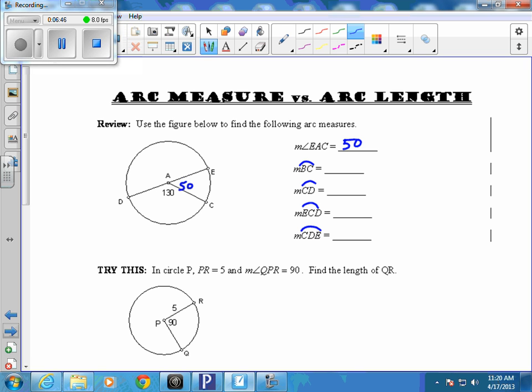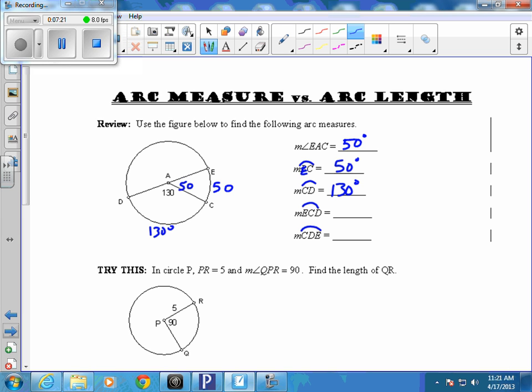The measure of arc BC, actually, I think that's supposed to be EC. There is no point B up there. So the measure of arc EC is equal to its corresponding central angle, which is also 50 degrees. Make sure you use degree symbols here, because arc length and measure are different. We're always in degrees. Arc CD is equal to its central angle, 130 degrees.